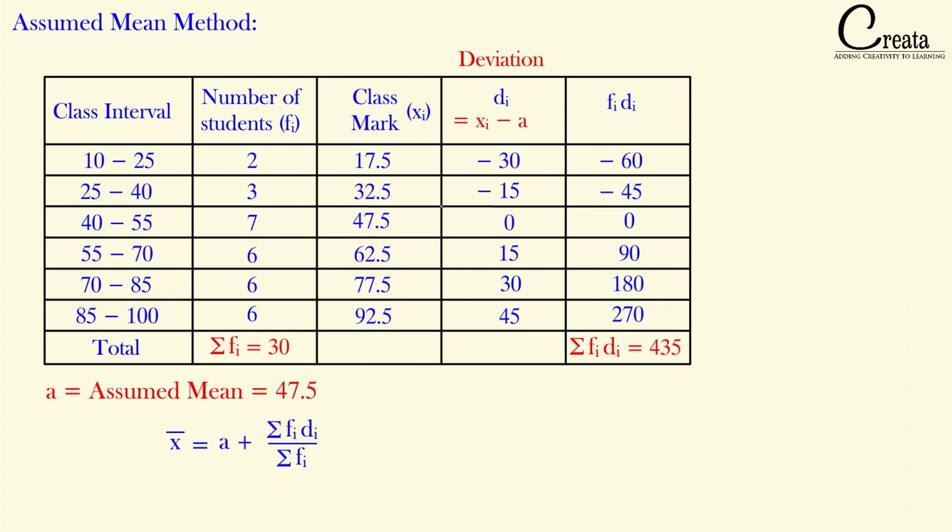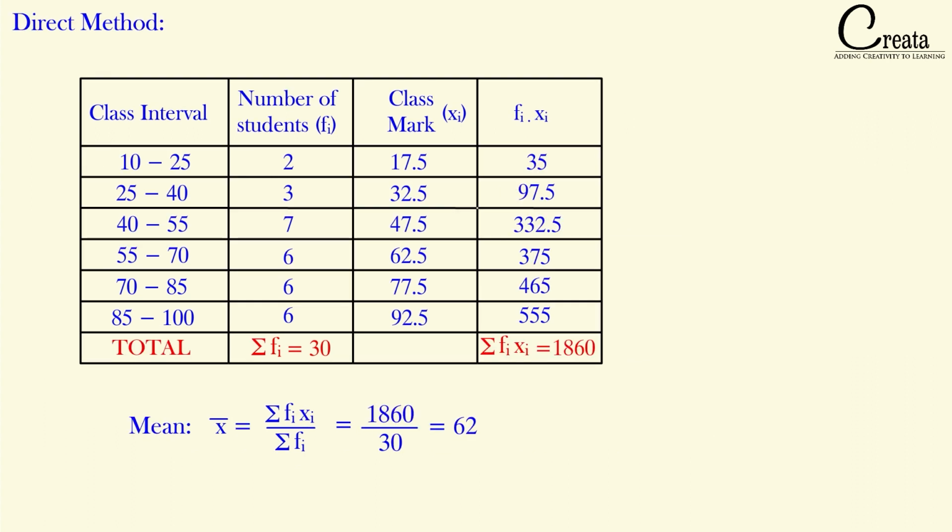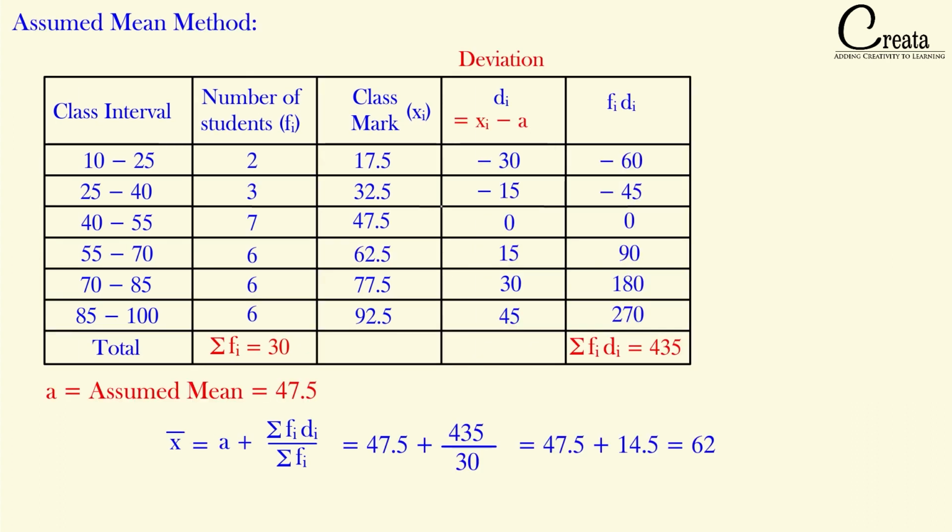Let's put all this value into the formula to find the actual mean that we are looking for. On solving, we got our answer as 62, which is the same answer we got in the direct method. So we got the same answer, it means our method is correct. That is the assumed mean method in which we got our same answer. Got it? Have you got the assumed mean method?